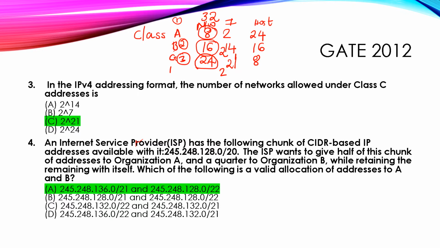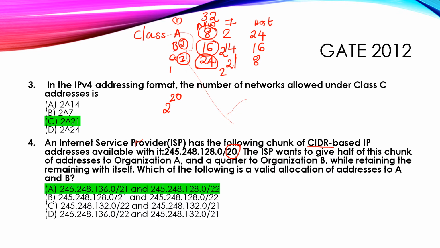The next question: an internet service provider, ISP, has the following chunk of CIDR based IP addresses available with it: 245.248.128.0/20. CIDR means classless interdomain routing. The thing which I explained in the previous question was classful addressing. In this question, it is classless addressing. So the value after the slash is used to represent the number of network bits. Here it is 20.